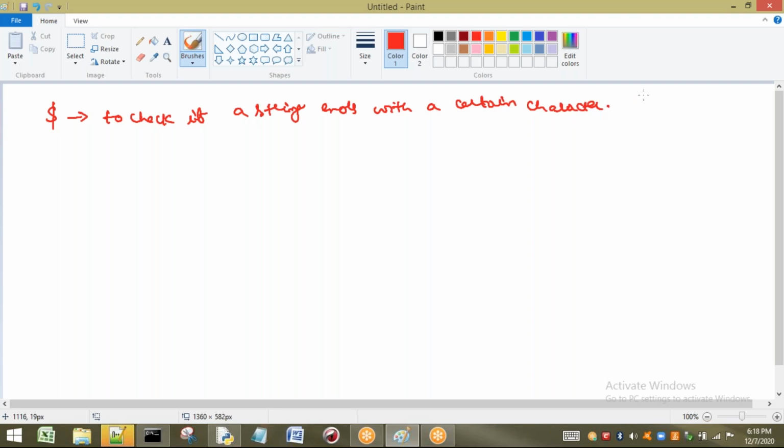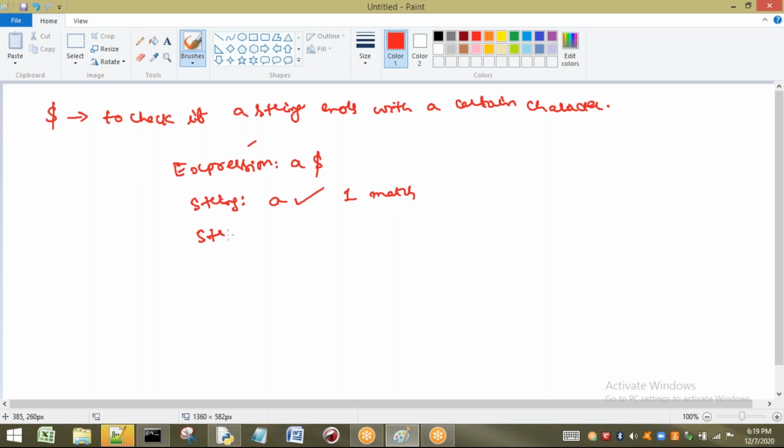Observe now, I will take one small expression here. The expression is A dollar. That means I want to search whether the string I have taken is going to end with A or not. For example, I am taking the string A. Is this string going to end with A or not? Yes, it's ending with A only. So it is one match.